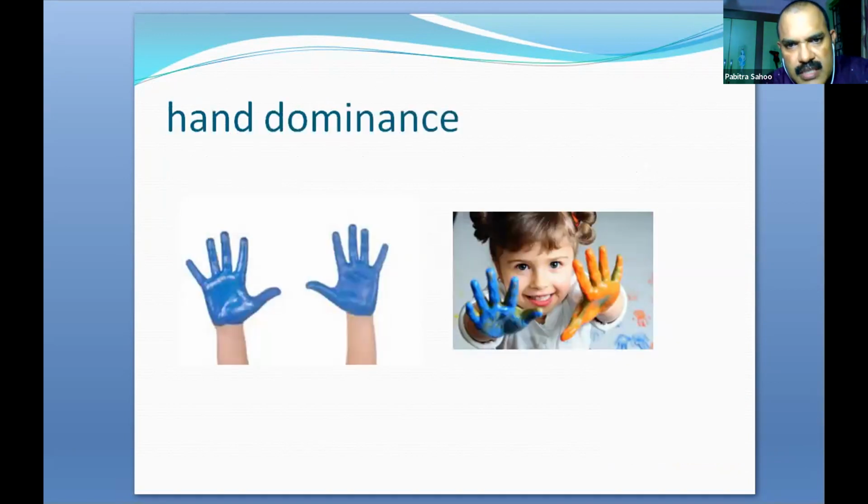Hand dominance. Yes, hand dominance also plays a role here, whether you are dealing with the dominant hand or a non-dominant hand. Normally, hand dominance develops at about 2 to 3 years of age, and it is fully developed by 6 years. That's why the timing of this surgery is around the 4 to 6 year age group.